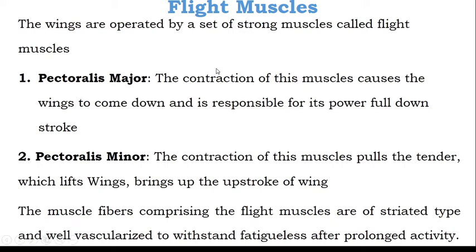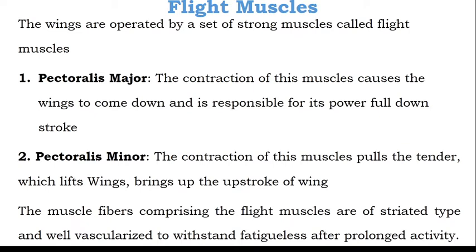The next one, flight muscles. The wings are operated by a set of strong muscles called flight muscles. There are two major flight muscles: one is pectoralis major, another one is pectoralis minor. The contraction of pectoralis major muscles causes the wings to come down and is responsible for the powerful downstroke. Pectoralis major helps in the downstroke. Then pectoralis minor.